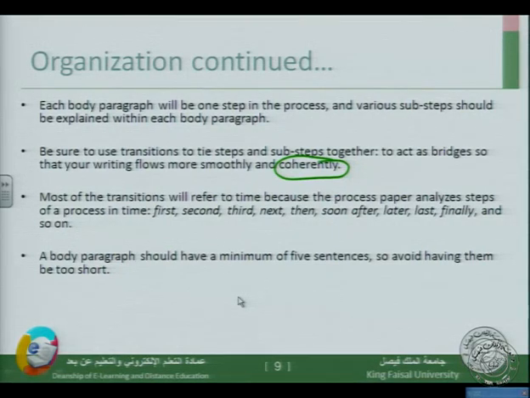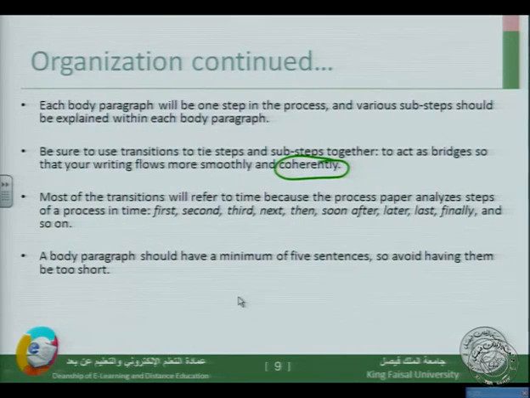For example, the conclusion transitions like what? Like finally, in conclusion. Okay, so these are what we call transitions, or chronological order: first, second, third, fourth, and that's it. Most of the transitions will refer to time, because the process paper analyzes a step of a process in time.